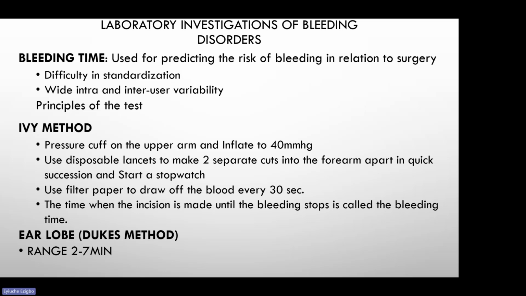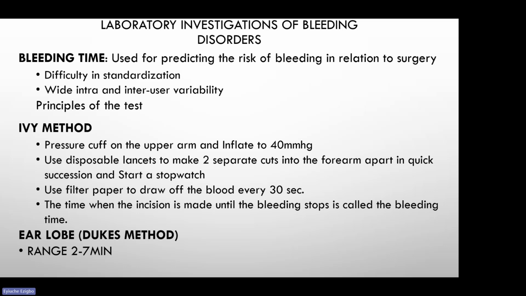To do bleeding time in those days, they used the IV method or the earlobe, called the Duke's method. In the IV method, you apply a pressure cuff, the sphygmomanometer, on the upper arm and inflate it to 40 millimeters of mercury. Use a disposable lancet to make two separate cuts on the forearm in quick succession and start a stopwatch. Use filter paper to draw off the blood every 30 seconds. The time from when the incision is made until bleeding stops is called the bleeding time.